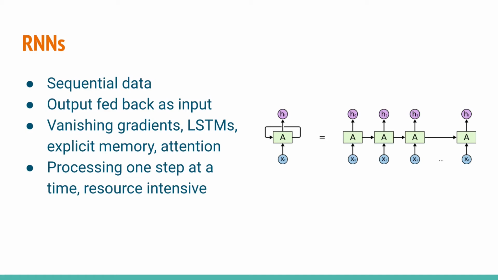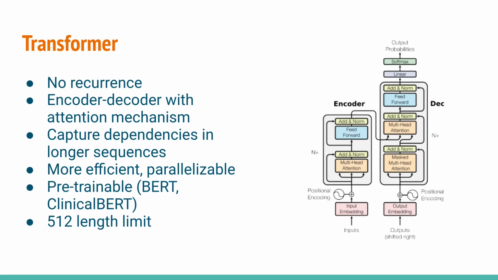There have been experiments with explicit memory and attention mechanisms. This model processes data one step at a time and tends to be slow because of that. One model that is able to overcome the exploding gradient problems is the transformer.